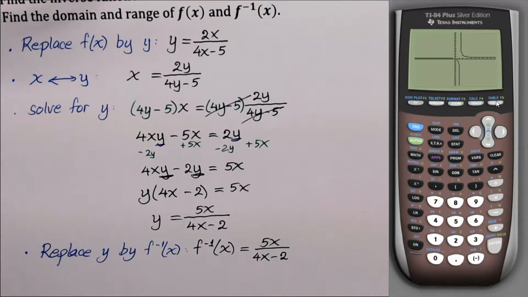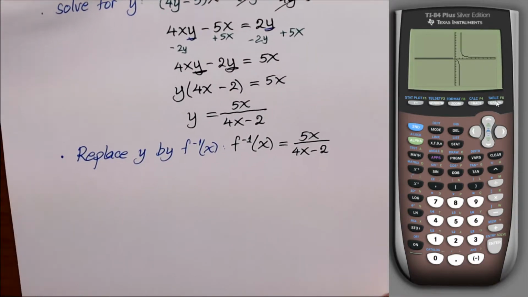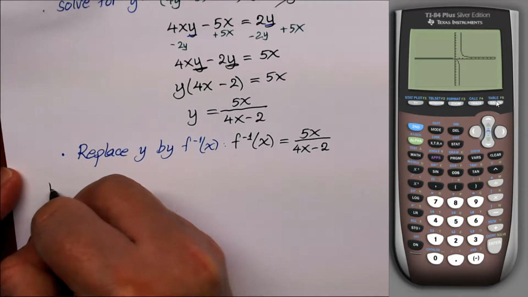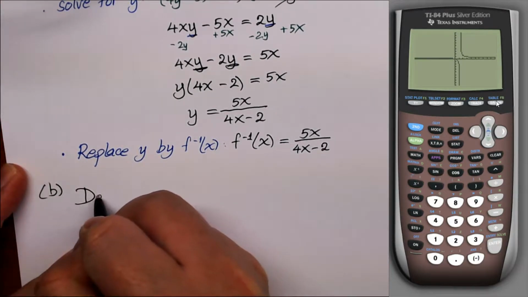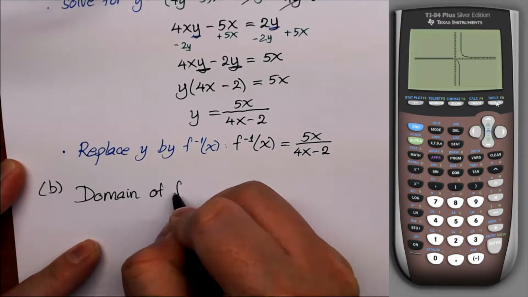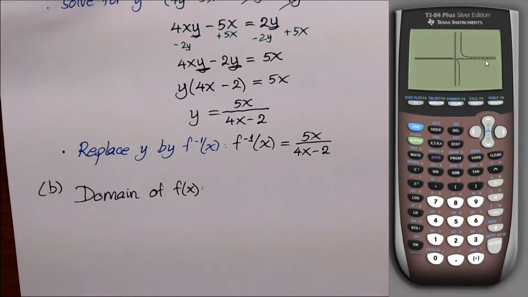And 4y minus 5 cancel with the denominator. And multiply this out. We have 4xy minus 5x equal to 2y. Both of them have y here, so we need to bring them on one side. So I will subtract 2y on both sides, and at the same time move the 5x to the other side by adding it.